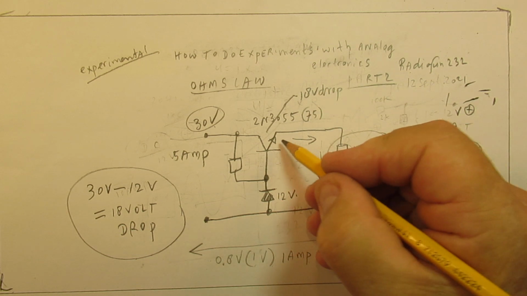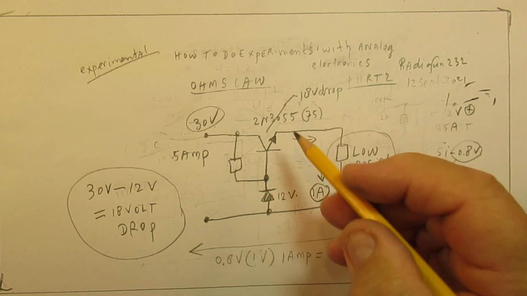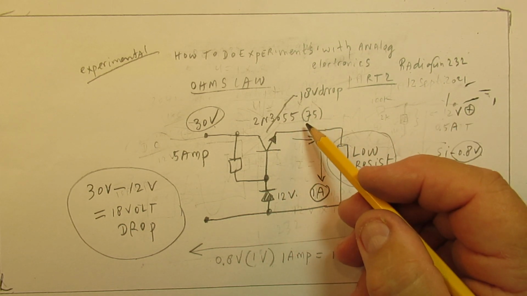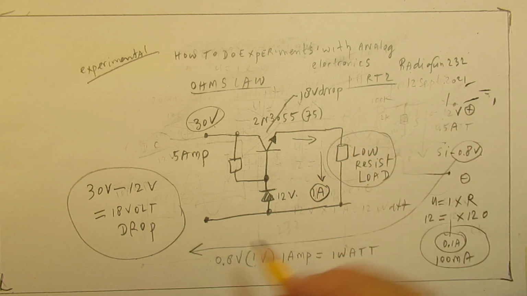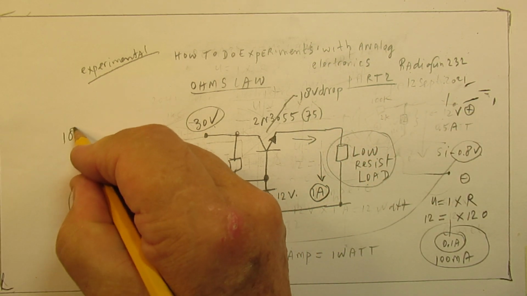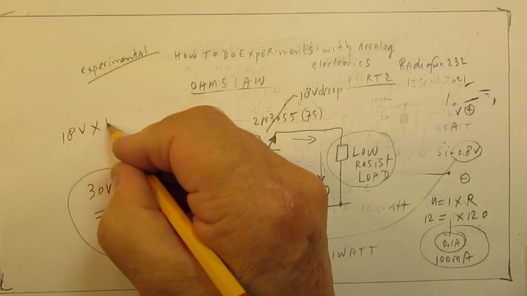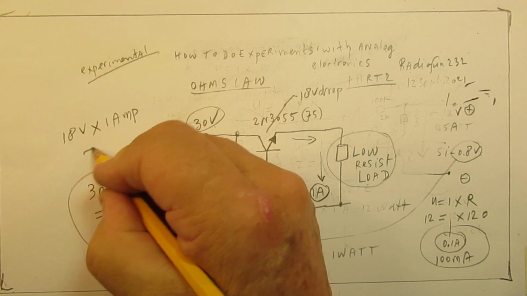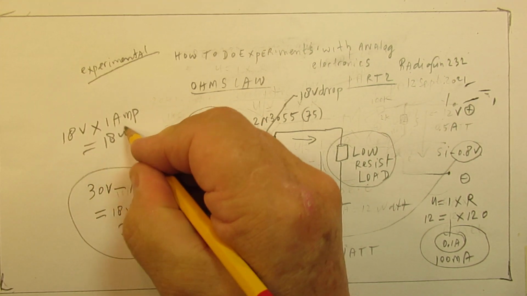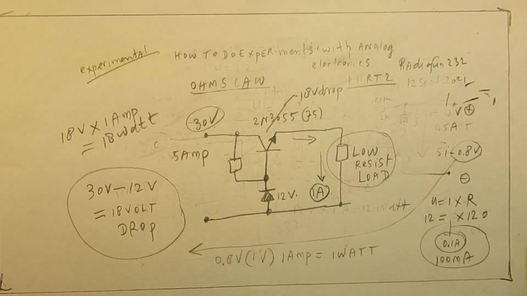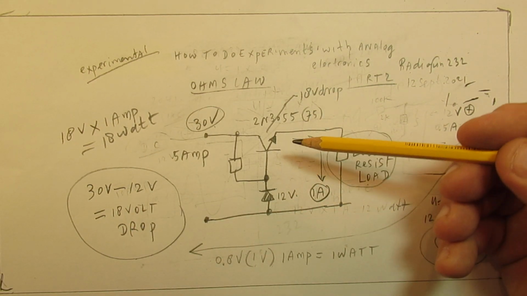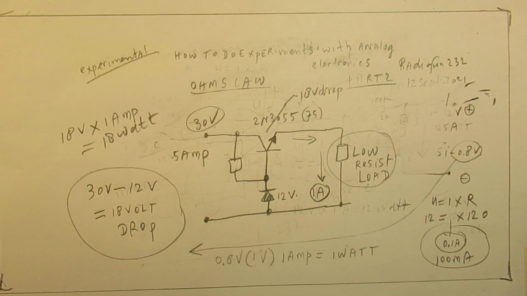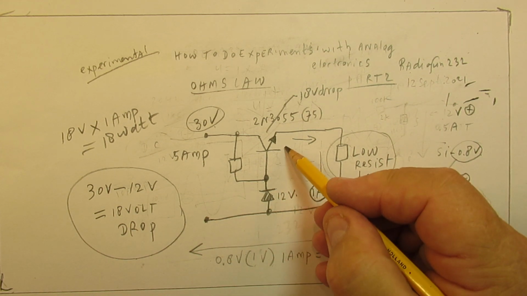That makes that inside the transistor we have a power dissipation of 18 volts multiplied by 1 ampere is 18 watts. That's a lot. This transistor will get very hot. That's important to tell. It needs a heatsink.